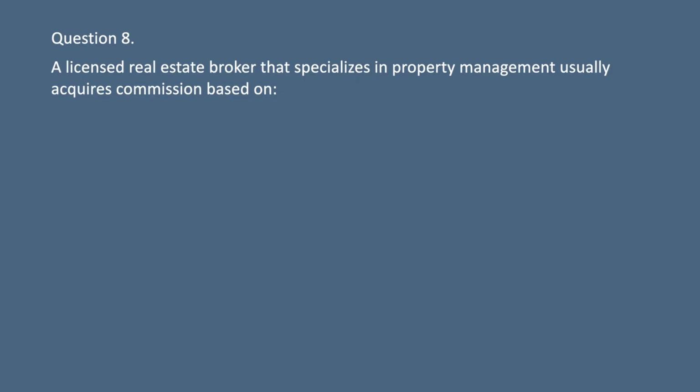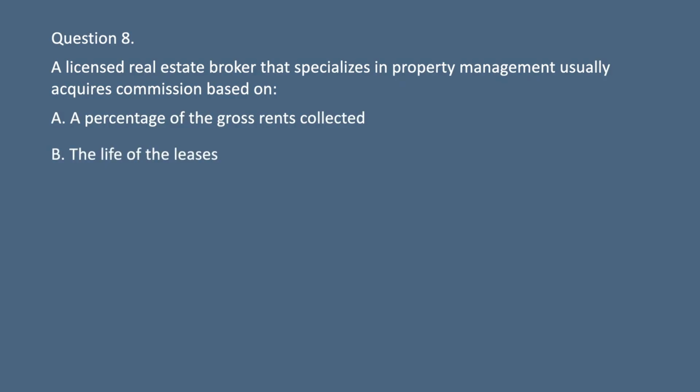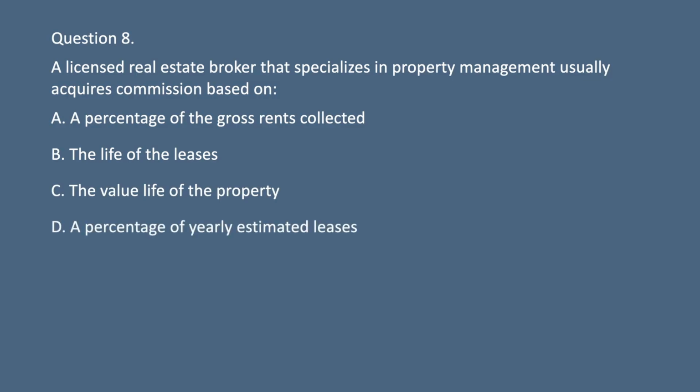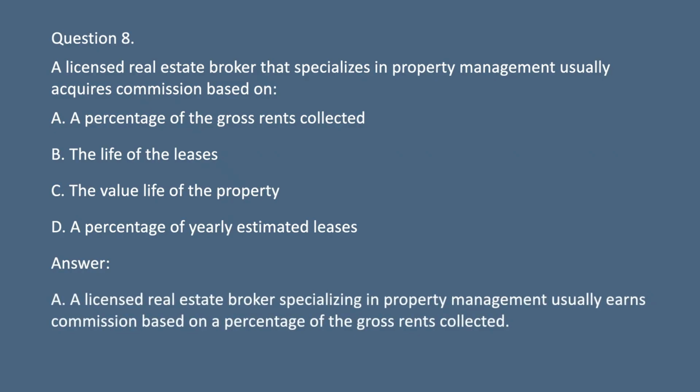Question 8. A licensed real estate broker that specializes in property management usually acquires commission based on A. A percentage of the gross rents collected. B. The life of the leases. C. The value life of the property. D. A percentage of yearly estimated leases. Answer. A. A licensed real estate broker specializing in property management usually earns commission based on a percentage of the gross rents collected.